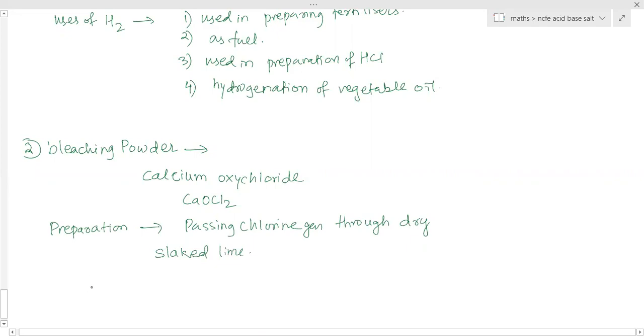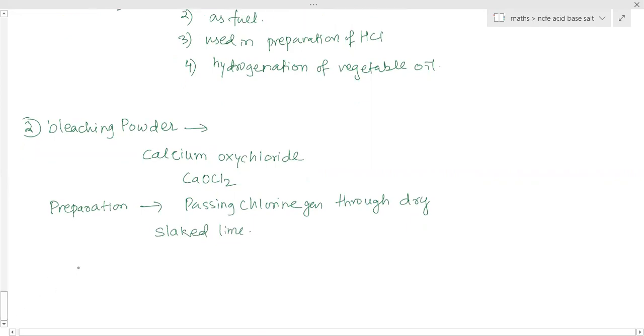The formula for slaked lime is Ca(OH)2 in the solid state. Lime water is in the aqueous state, and this is in the solid state. It is the same formula. It is dry, and when the chlorine gas is passed through it, it will form bleaching powder, CaOCl2, plus water molecules are formed. So this is bleaching powder.